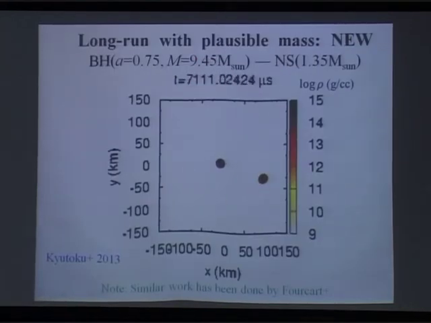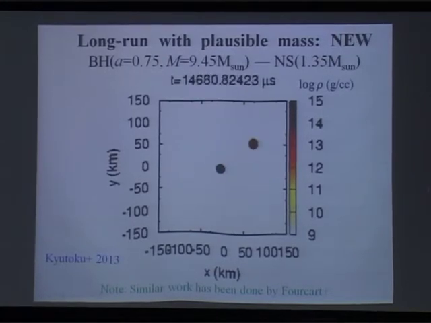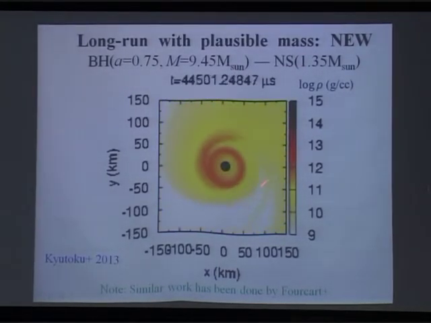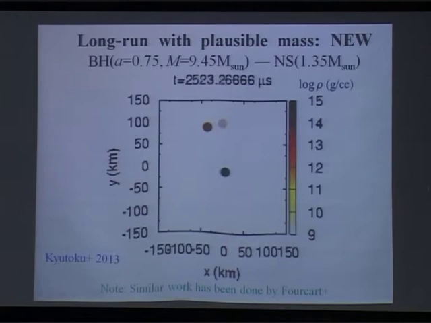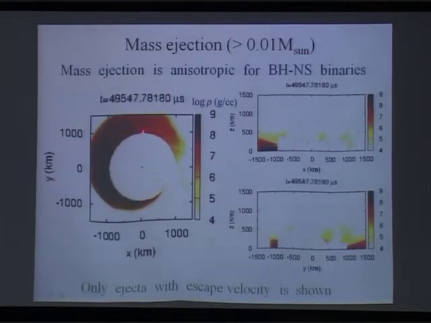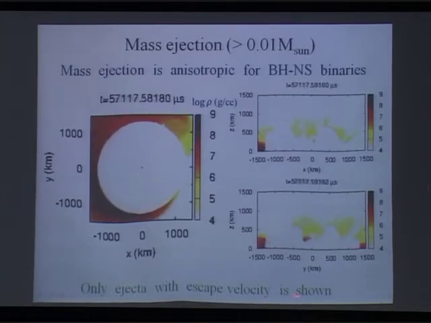Also, we just started a study of mass ejection from black hole neutron star binaries. In this case, we choose a black hole mass of a realistic value. In the presence of a high spin, neutron stars are disrupted like this, and a disk is formed. What is interesting is that the disk is not stationary. The disk is highly non-stationary in the early phase. This is the animation for mass ejection. Here I show the material with escape velocity.